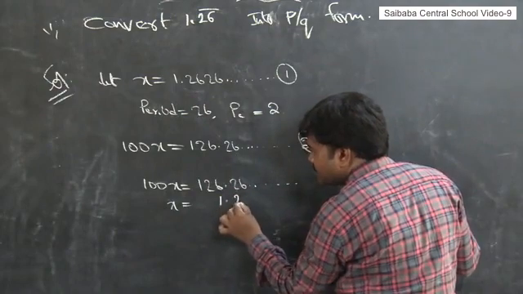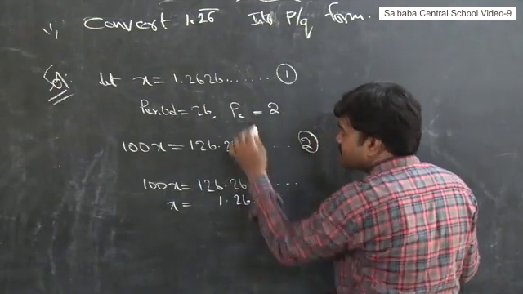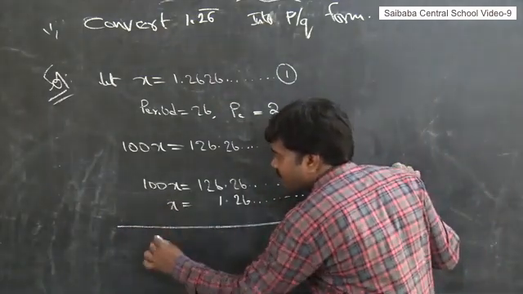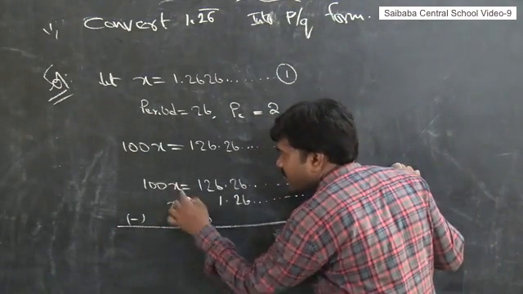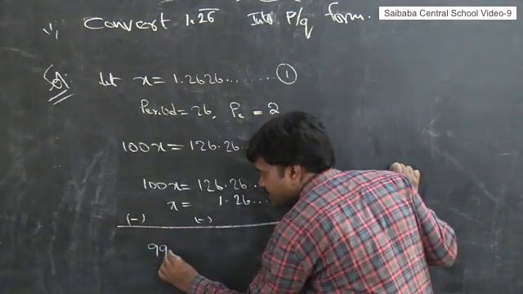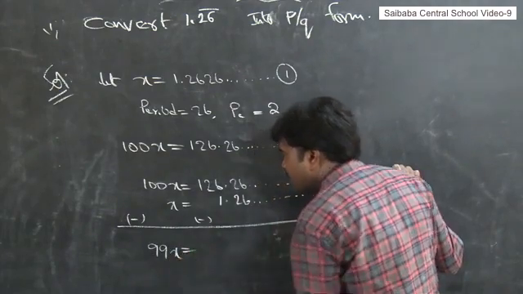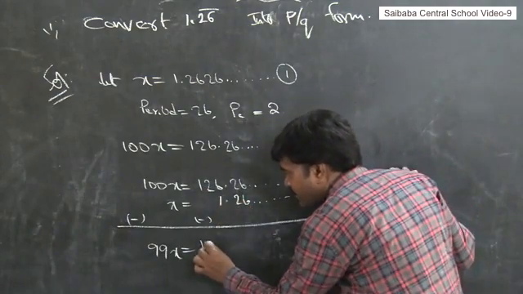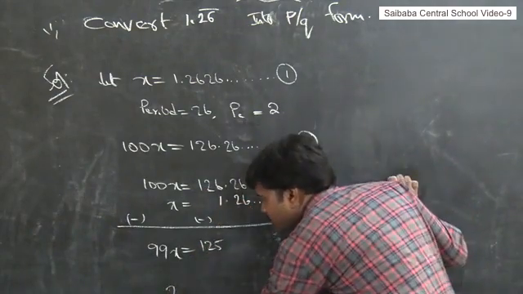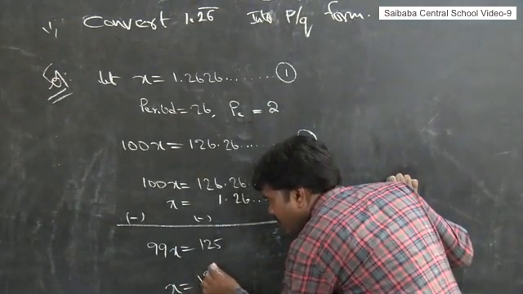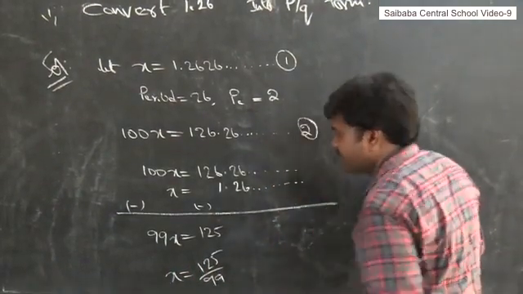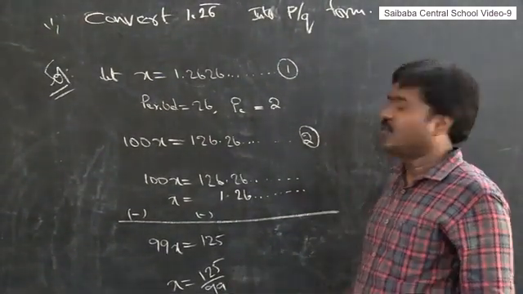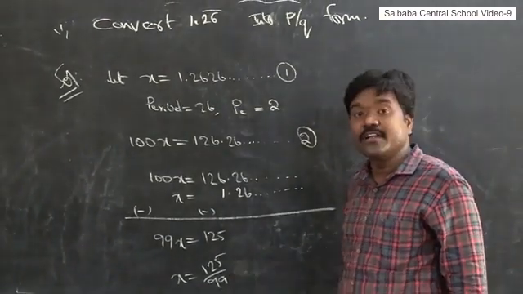1 here, 26 here and so on. Here one more 26 is no need. Then subtract: 100x minus 1x, 99x is equal to 6 minus 6 is 0, 2 minus 2 is 0, 126 minus 1 is 125. Then x is equal to 125 by 99. Is there any chance to simplify? You simplify, or else this is the final answer: 125 by 99.